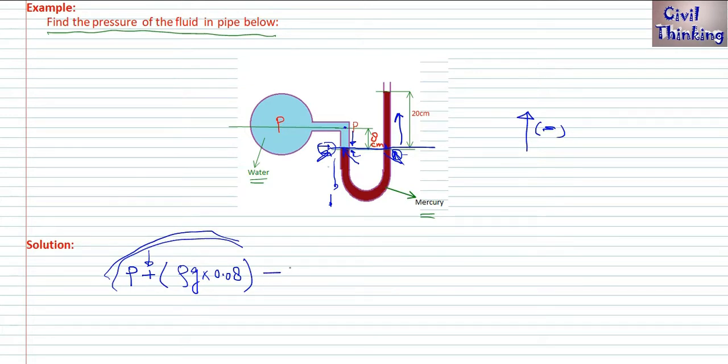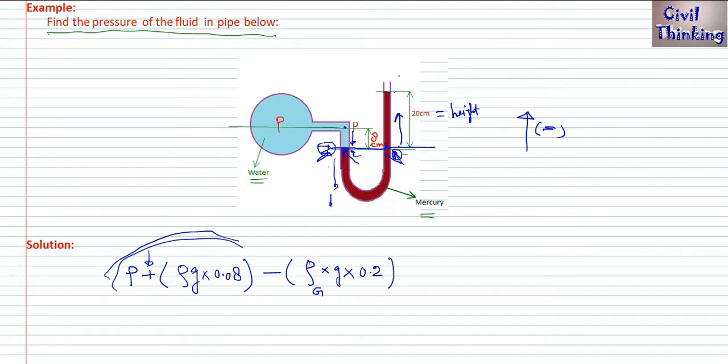We will use negative. We are going from here to here, so this one is our height, right? Minus rho, but which fluid is this? This is mercury, right? So rho g, I mean say density of mercury, rho g H. H is 20 centimeter, which means 0.2 meters.